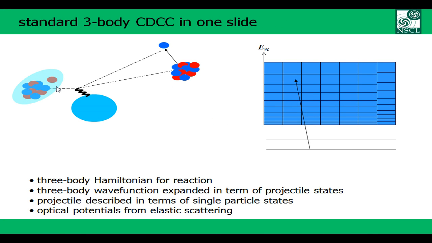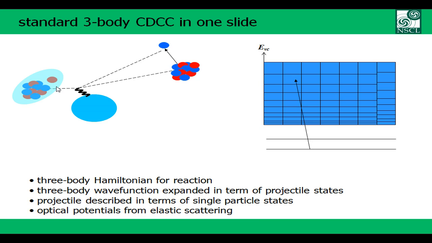What we do is we start out with a three-body model. So it's a three-body Hamiltonian for projectile and target. The projectile is split into two clusters, and what we try to account for in CDCC is the solution for this three-body problem. Then we get a three-body scattering wave function that is expanded in the projectile states. There's an internal Hamiltonian for the projectile, and we expand in those states. And so the three-body wave function, in principle, if those states are complete, should be exact.